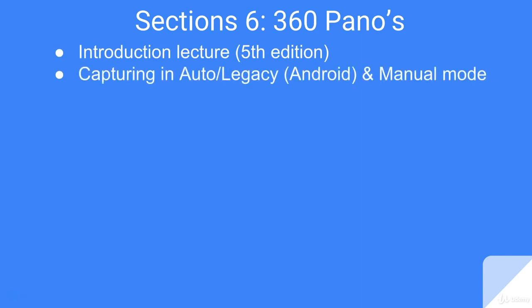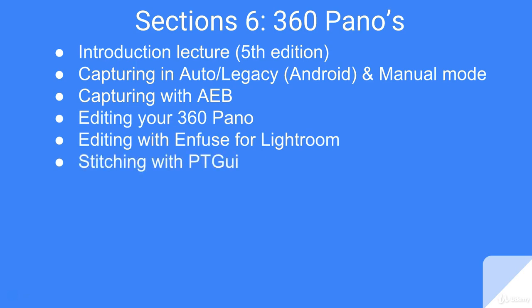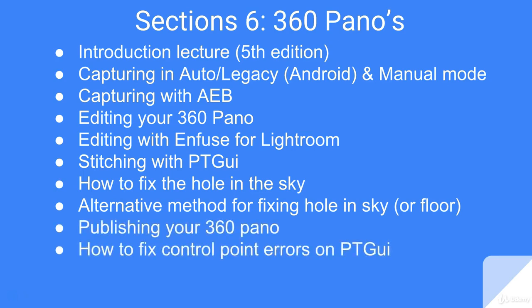Next, a very popular section on 360 panos. This is the 5th edition. I teach you all about the different ways of capturing them, as well as capturing them with bracketing, editing them, and also using a plugin called Infuse, which if you do bracketing, you're going to love Infuse. Stitching with PTGui, which I think is probably the best software out there for the job. How to fix the hole in the sky, plus an alternative method of fixing the hole in the sky. Publishing your 360 pano, fixing control point errors, and finally, creating aerial virtual tours, which you're also going to love.